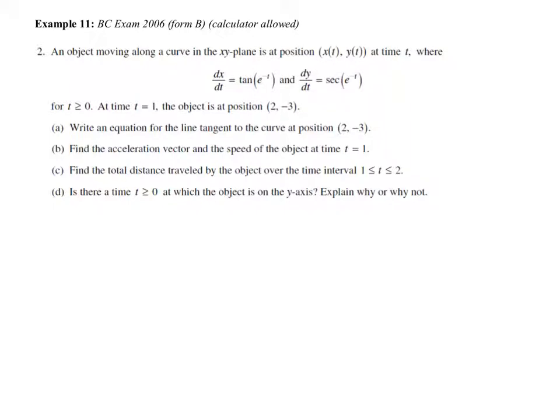What you're going to find is that the first 3 parts to this are really straightforward and very formulaic. So the formulas that I showed you earlier in the notes, you've got to know those and be able to apply them in this kind of context. The first part says write an equation for the line tangent to the curve at the position (2, -3). What we need for that first is a slope, which remember is dy/dt divided by dx/dt. And we're going to analyze this when t is equal to 1.